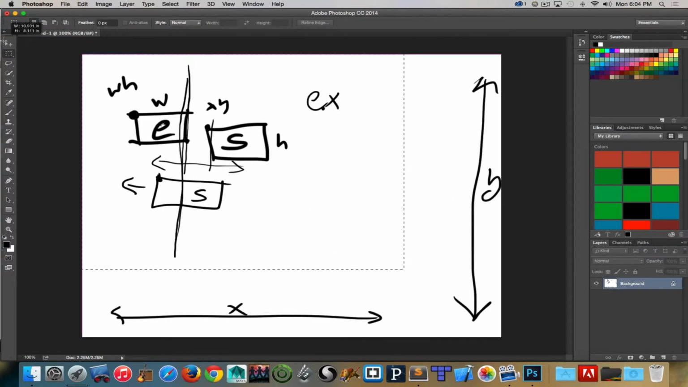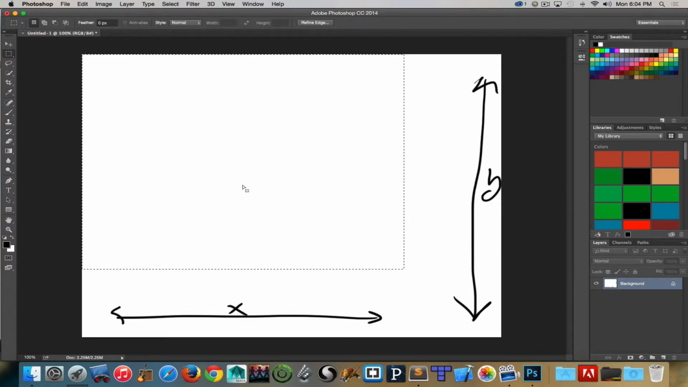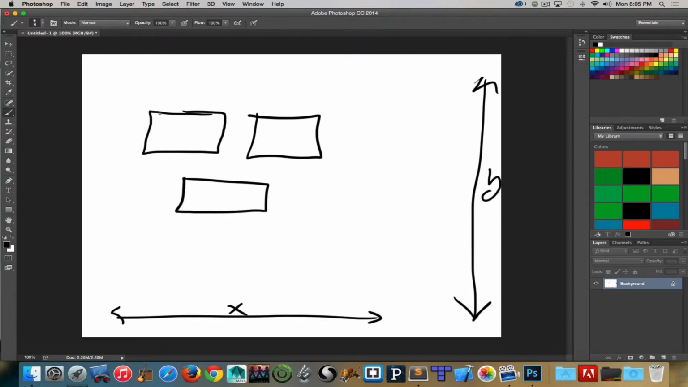I'm just going to start out clean here. So if I go back to my brush here, if I have a box, my possibilities are the boxes are not intersecting, or the boxes are intersecting, or the boxes are not intersecting.